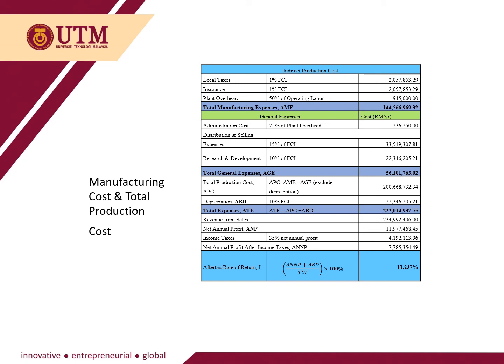From here, we have the revenue from our sales, and then we will be able to calculate our net annual profit, ANP. Income tax is 35% of our net annual profit, which is about 4 million. And after deducting the annual income tax, we have our net annual profit after income tax, ANP, which is about 7.7 million. From there, we can calculate our after tax rate of return, RR, which is about 11.237%.